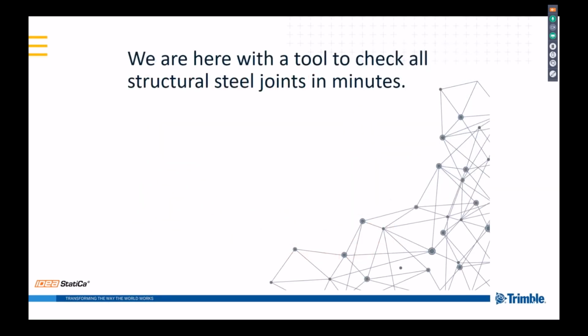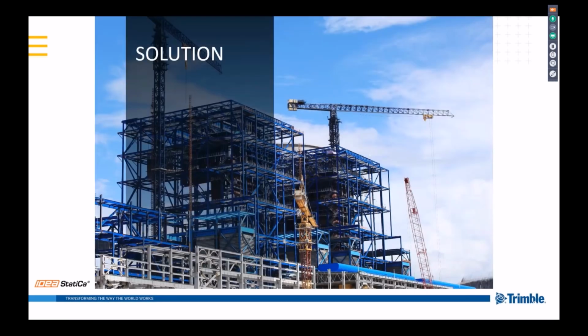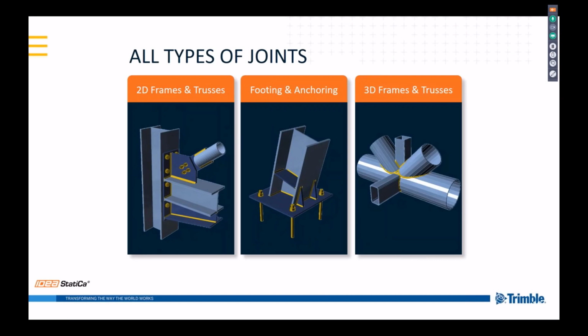This workflow delivers structural design and code check of all steel joints, not just the standard, not just the non-standard. Do them all and do them in minutes. We can design and check 2D frames, trusses, 3D frames, trusses, footing, anchoring, everything that is possible in a steel project, no matter the complexity.